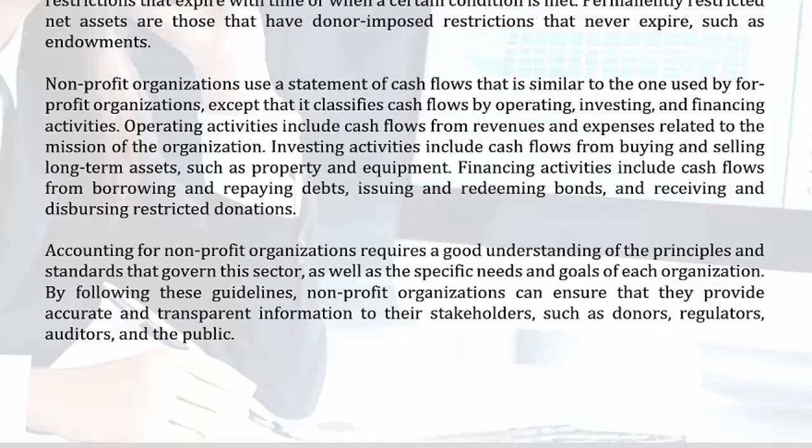Accounting for nonprofit organizations requires a good understanding of the principles and standards that govern this sector, as well as the specific needs and goals of each organization. By following these guidelines, nonprofit organizations can ensure that they provide accurate and transparent information to their stakeholders, such as donors, regulators, auditors, and the public.